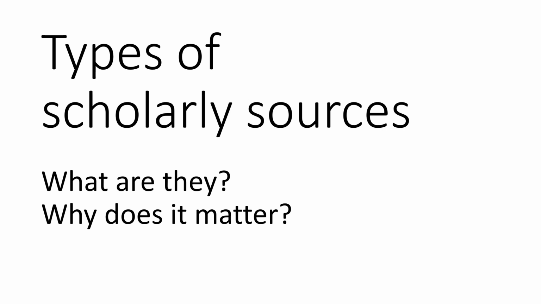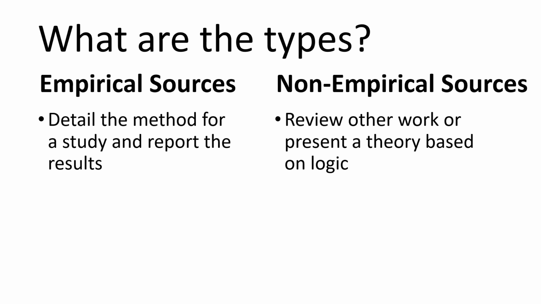One way we can categorize popular sources is based on whether they're news or entertainment. Similarly, we can categorize scholarly sources according to whether they're empirical or non-empirical. The difference between empirical and non-empirical sources is that empirical sources include the details of a study, including the details about the method as well as the results. Non-empirical sources review other work or present a theory based on logic. They may draw on empirical sources, but they don't detail the method of the related studies.